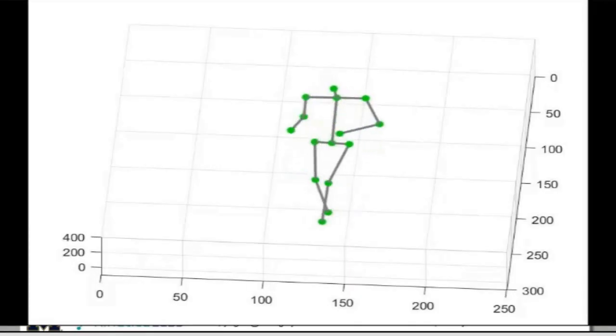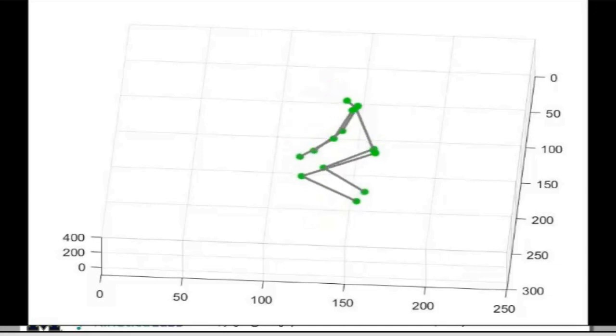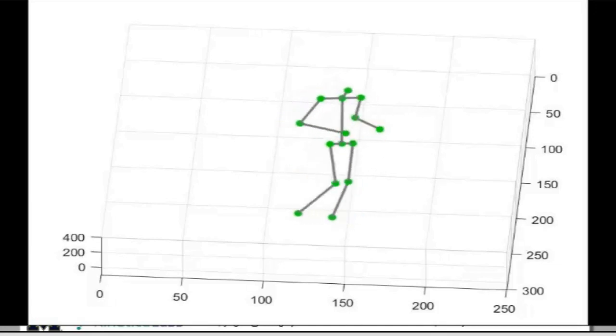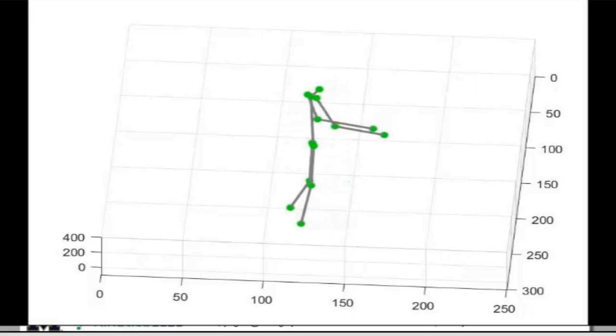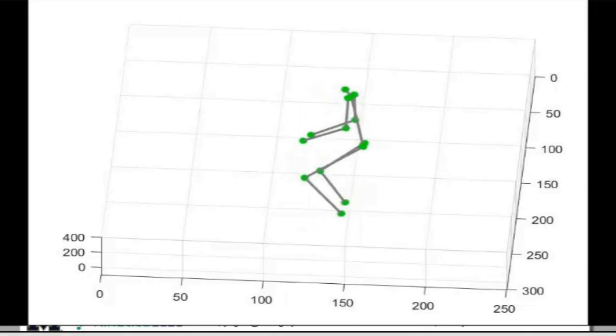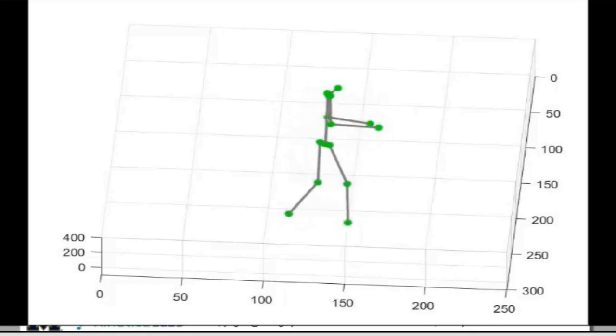So this is a 3D skeleton generated only from the smartphone. Now how can we use this 3D skeleton for further analysis?